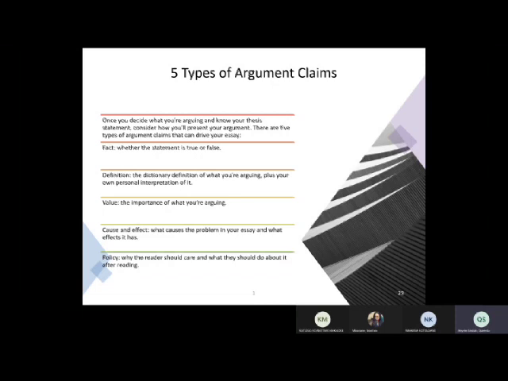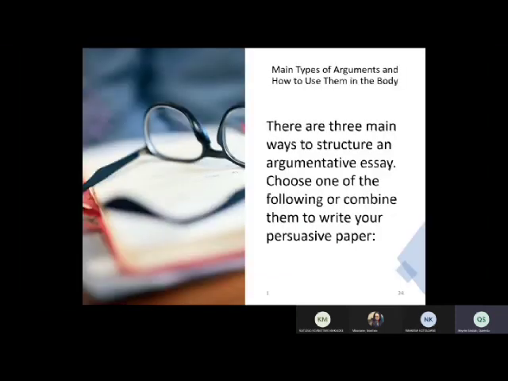Then there's the cause and effect, where what causes the problem in your essay and what effects it has. Then there's the policy argument, why the reader should care and what they should do about it after reading. So these are the different types of arguments when teachers are asking questions on argumentative essays. It could be a question on policy, it could be a question on cause and effect, it could be a question of the importance of something, it could be a question about a definition or a statement, it could be a true or false question.